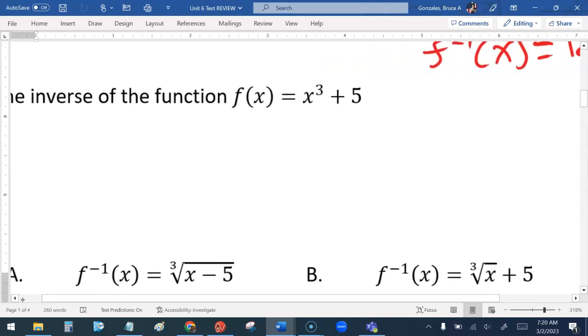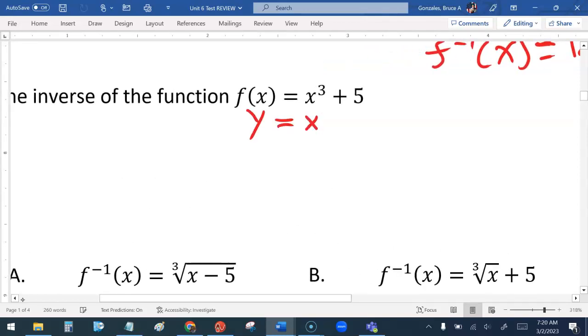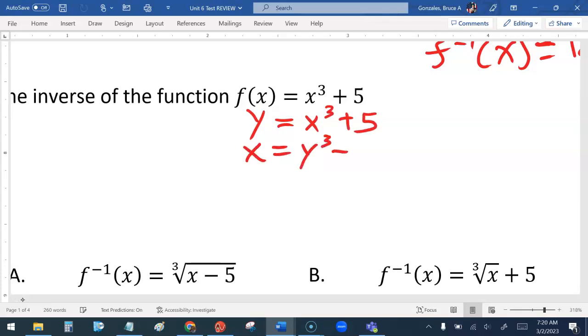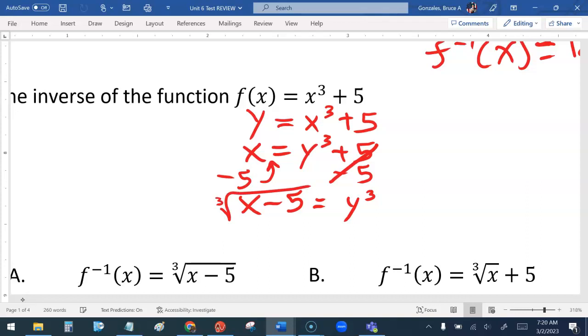Okay, once again, f of x turns into y. Switch x and y. Solve for y. Before I can touch y, I need to get rid of the loner. So opposite of plus 5 is minus 5, which is going to go after the x. So x minus 5 equals y cubed. And then to get rid of a cube, you have to do the cube root of the whole left side, cube root of the whole right side. And you're just left with y.